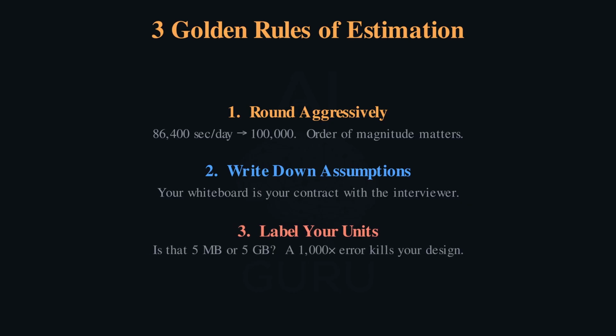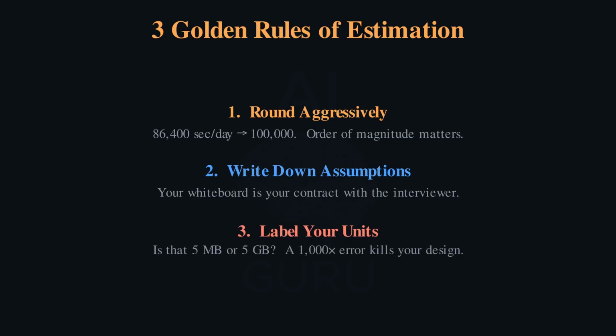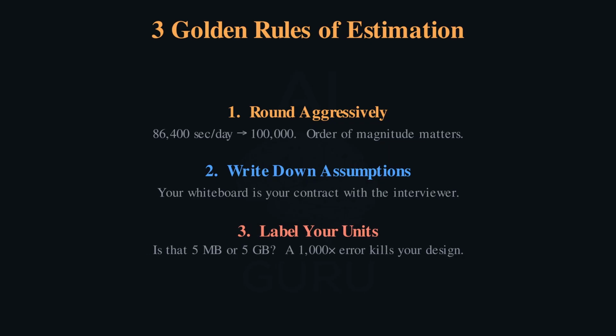We listed all those variables at the start, 300 million users, 10% media, and so on. You have to write those on the whiteboard. Why is that so important? Because it's your contract with the interviewer. If you get 55 petabytes and they say, that seems high, you can point to the board and say, well, that's based on the 10% media assumption. Do we want to lower that? It turns it into a conversation. Yes, it's a conversation, not a pass-fail on the final number. It protects you and shows your work.